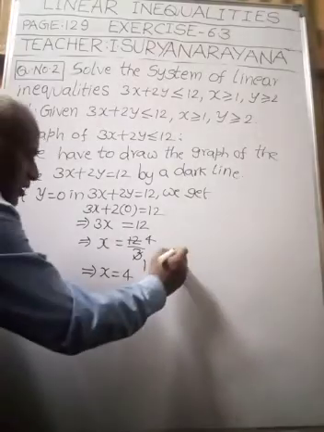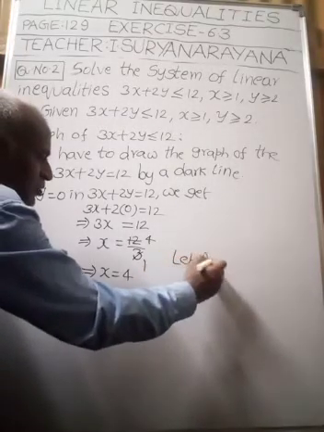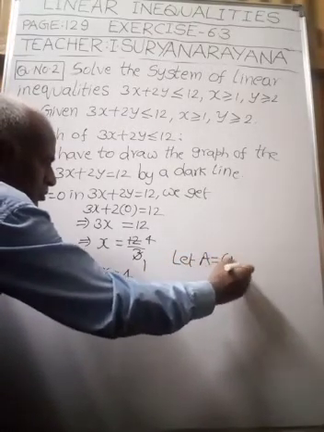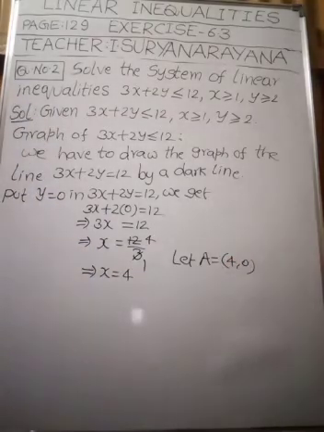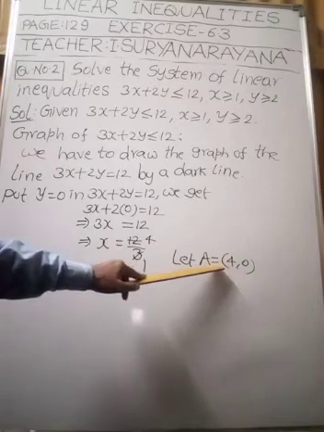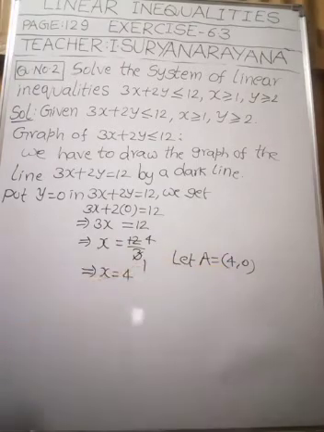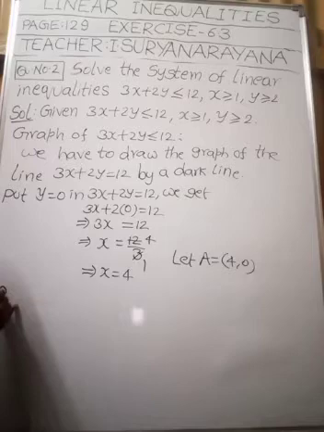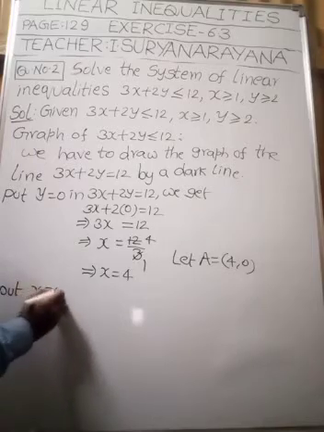Therefore, let A be equal to, what is the x coordinate? 4. So 4 comma, y coordinate is 0. We got 1 point. Understood this point, my dear children? Right. Now put x is equal to 0.